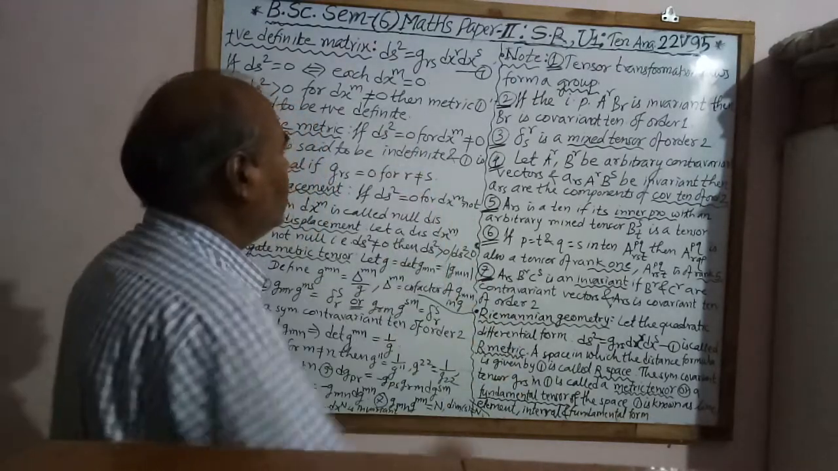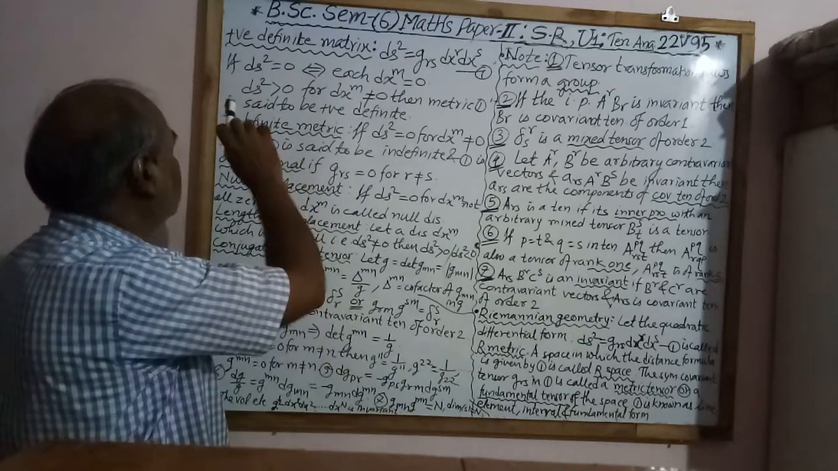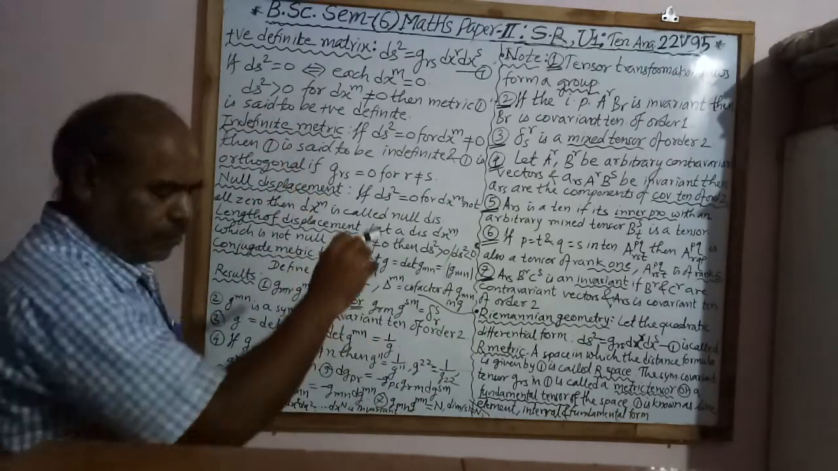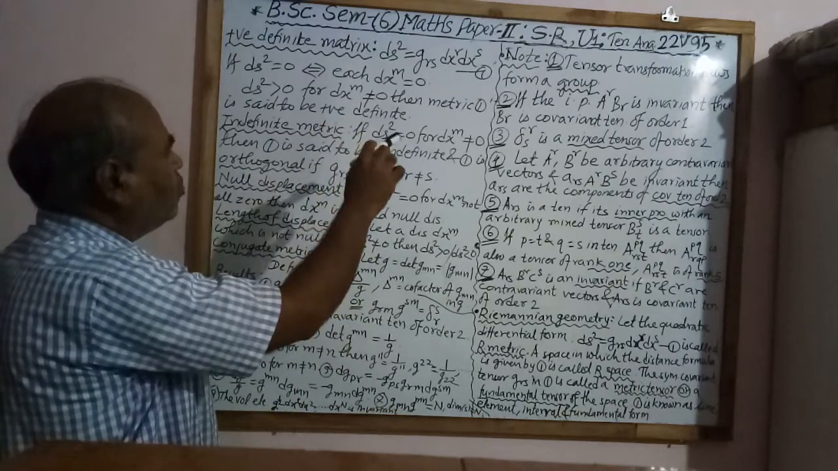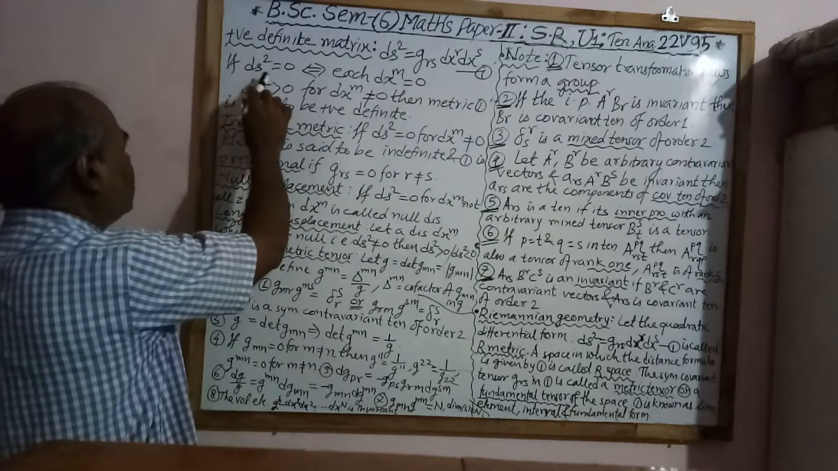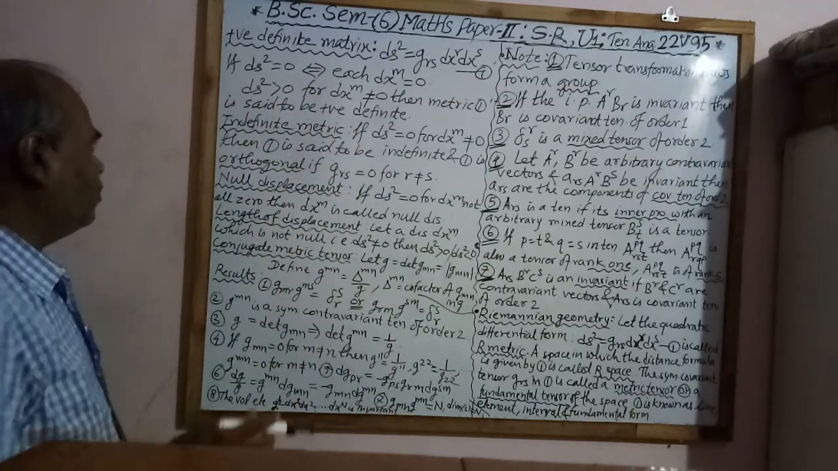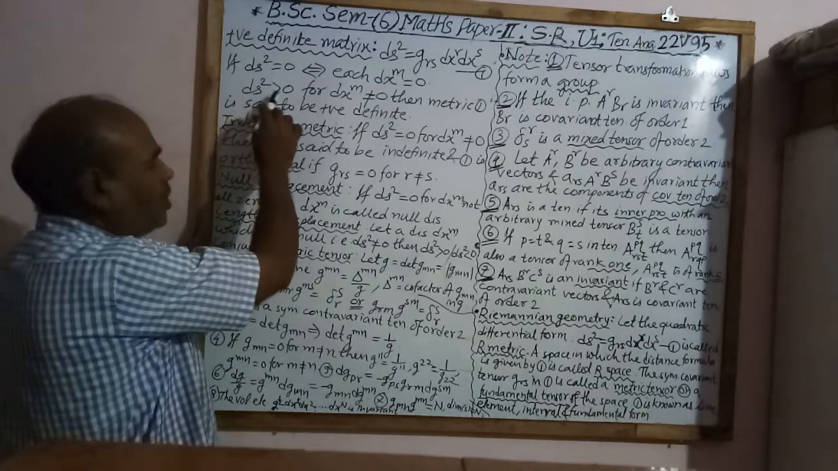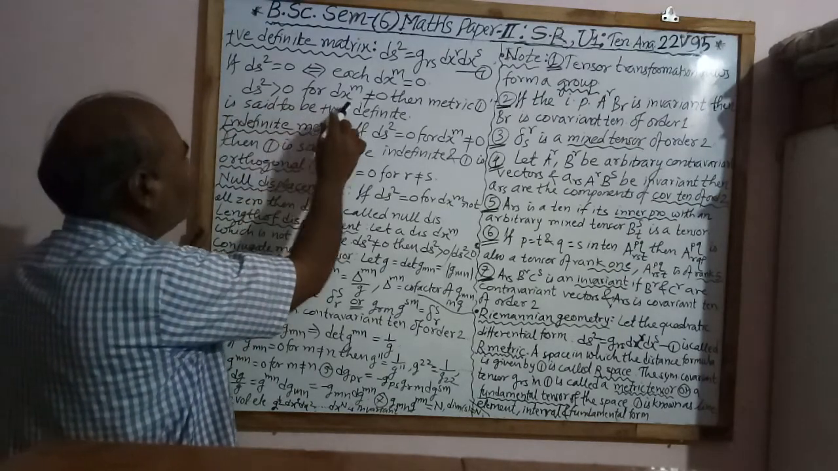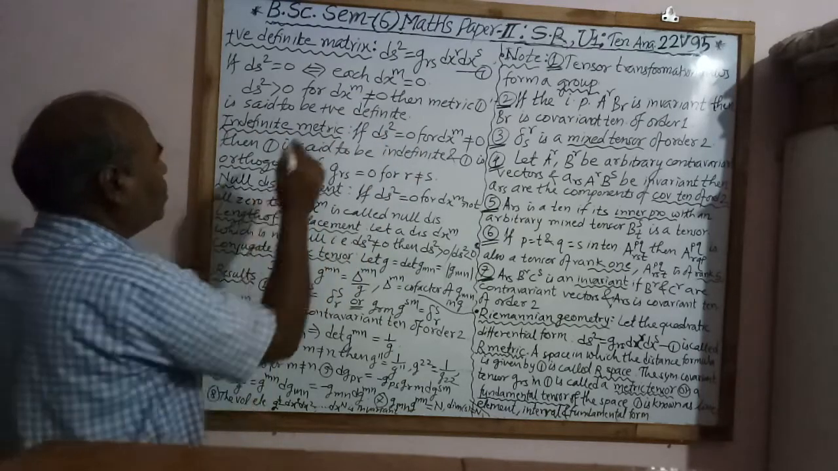All of you welcome. In the next period, we see the definition. Positive definite matrix. Let the distance d square equal to g_rs dx^r dx^s. If d square equal to 0 if and only if each dx^m equal to 0, and if d square is positive, that is greater than 0, for dx^m not equal to 0, then the matrix is said to be positive definite.